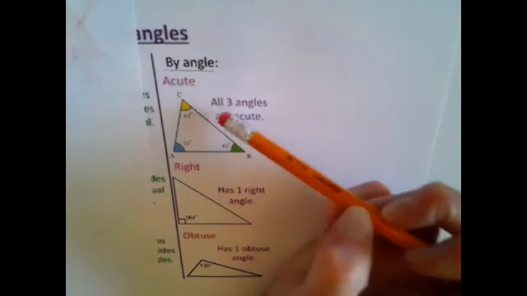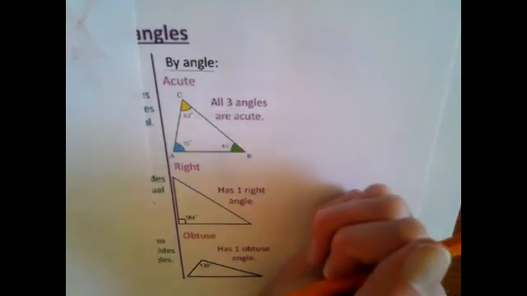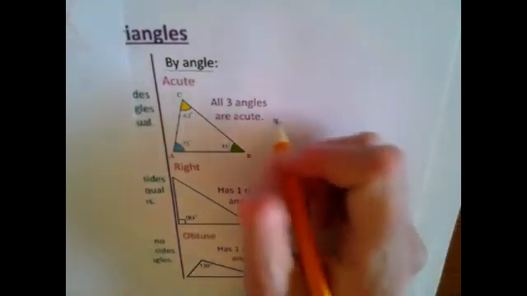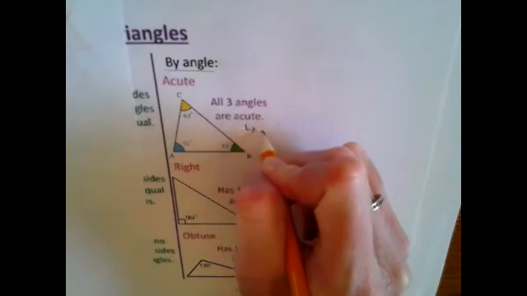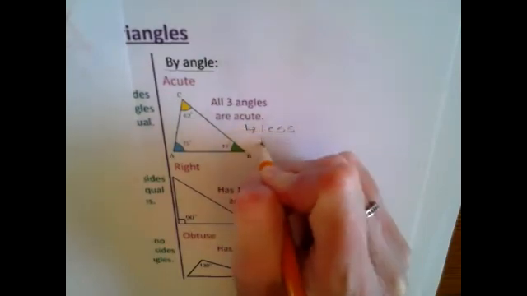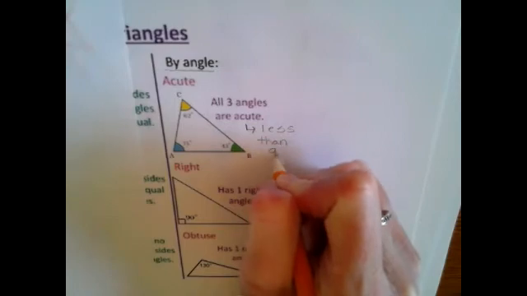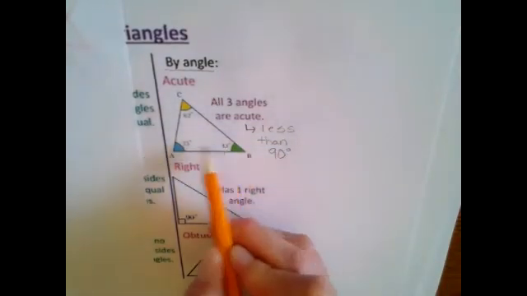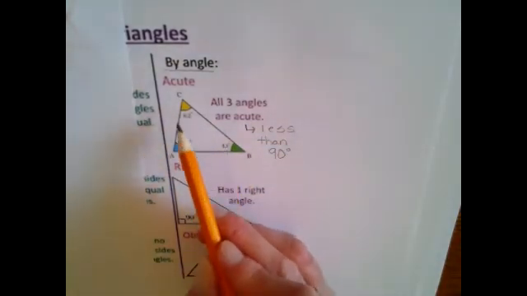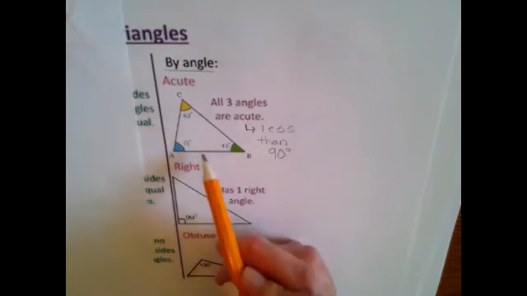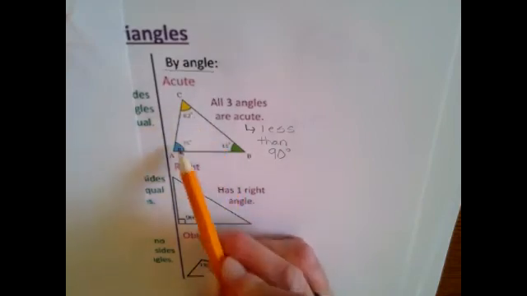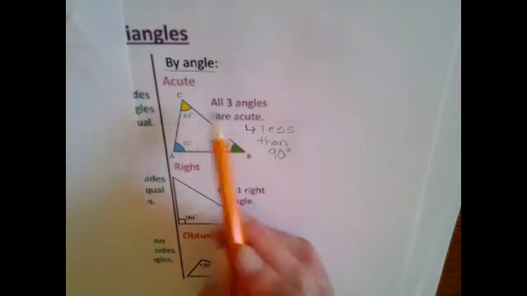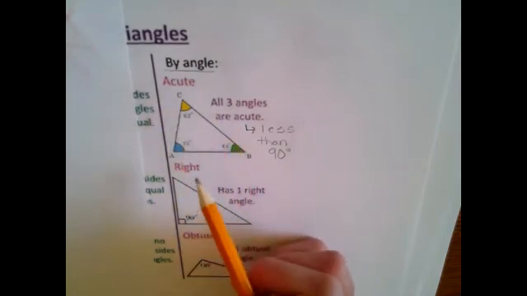If all three angles are acute, oh, they're cute, they're small. Remember, acute we learned means less than 90 degrees. If they're all acute, which these are, if you can't see those at home, they're 62, 75, 43, all less than 90 degrees, we call this an acute triangle.